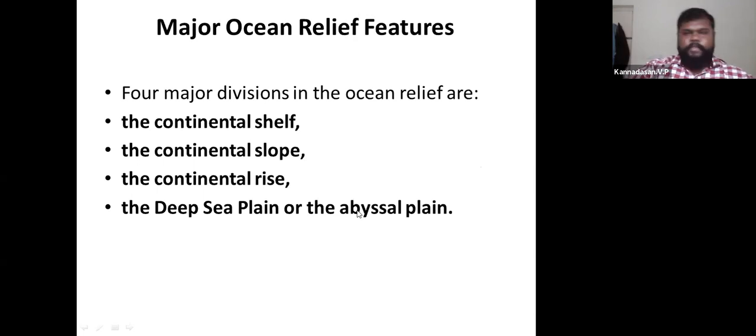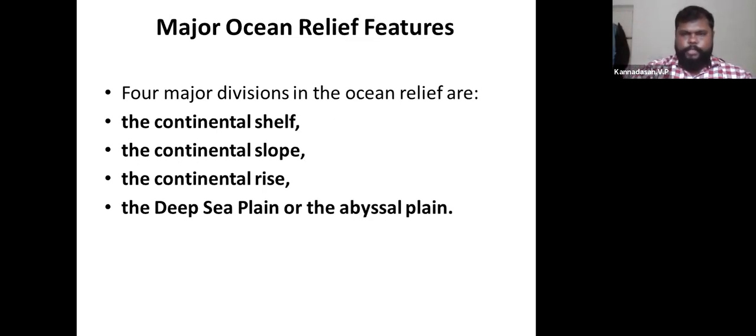The four major divisions of ocean relief are: one is the continental shelf, the other one is the slope, the other one is the rise, and finally the deep sea plain or the abyssal plains. Simple as that: shelf, slope, rise, and deep sea plain or the abyssal plains.